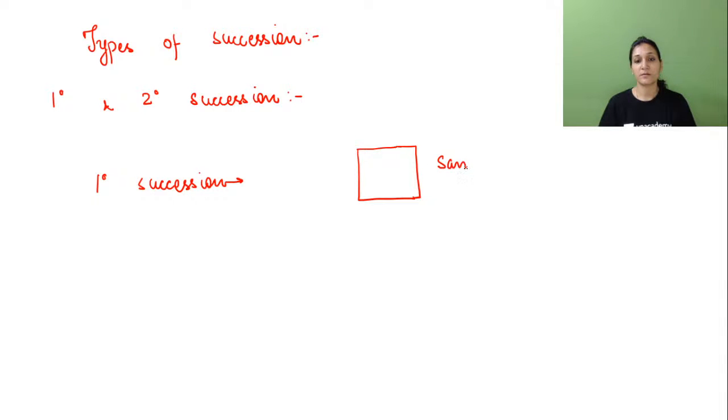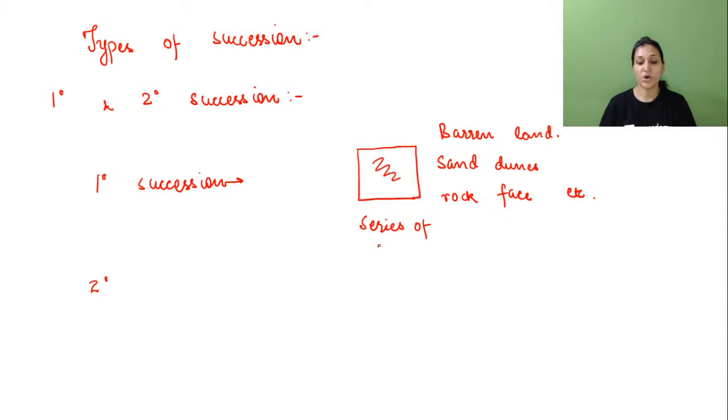I'll write over here, sand dunes or rock face, etc. Completely barren. Now, if in this particular area there is growth of certain things, that is called primary succession. A series of community changes which occur in an entirely new habitat which has never been colonized is called primary succession. So this was barren land, and now there comes a series of changes. Series of changes on a barren land like sand dunes or rock face is called primary succession. Then let us talk about secondary succession.